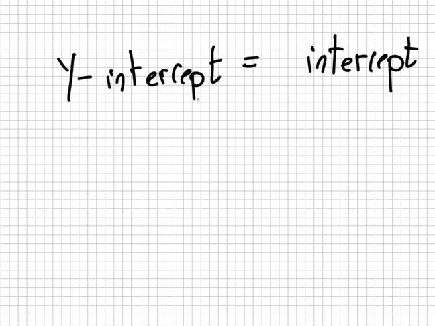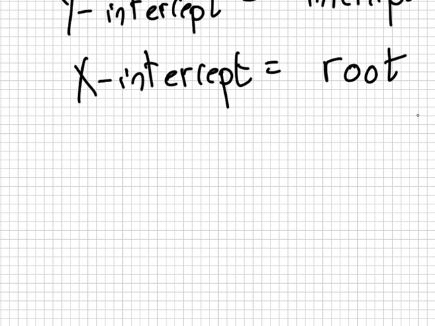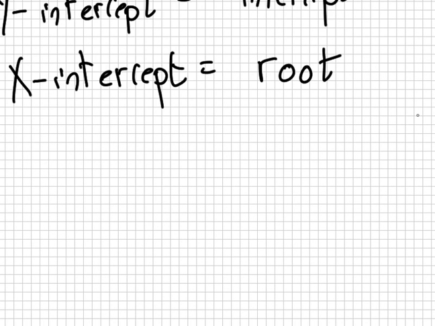And does anybody know the x-intercept, its name? No? Okay. The x-intercept is called the root. I'll use this vocabulary more in a later lesson, but the y-intercept is usually just called the intercept, and the x-intercept is usually just called the root. Okay? Right, now, last thing. Did you write that down? Yep, okay.